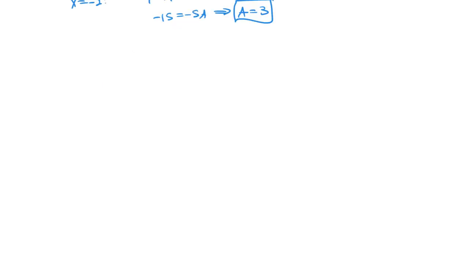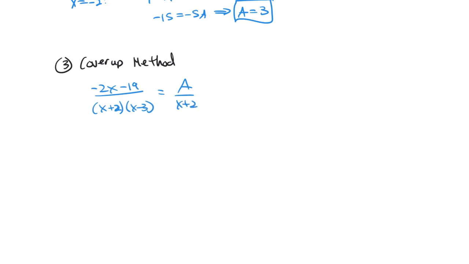All right, and finally we'll look at the third method, the cover-up method. Sometimes this is also called the big thumb technique, or the Heaviside big thumb technique, named after Oliver Heaviside, who was an electrical engineer who apparently used this method. What we do here is we don't even have to do the first step of multiplying. We don't have to get rid of the fractions with this one. So we can start right at the original problem: a over x plus 2 plus b over x minus 3.